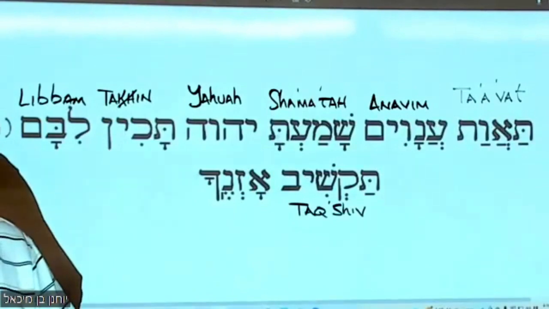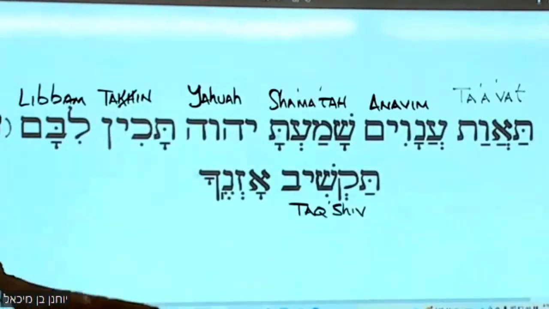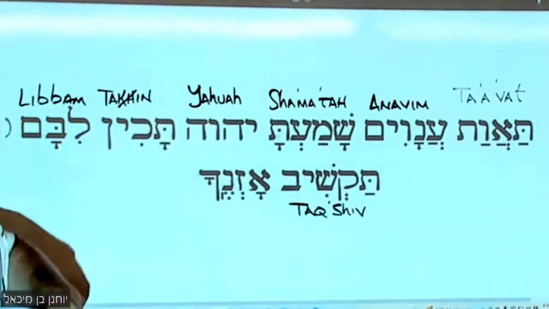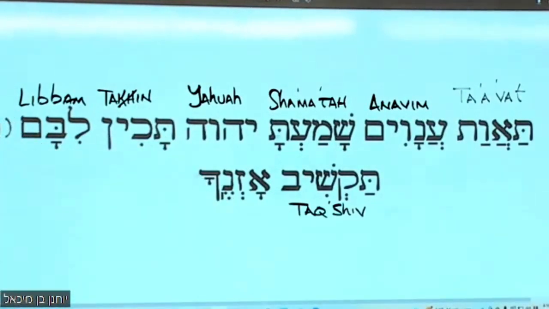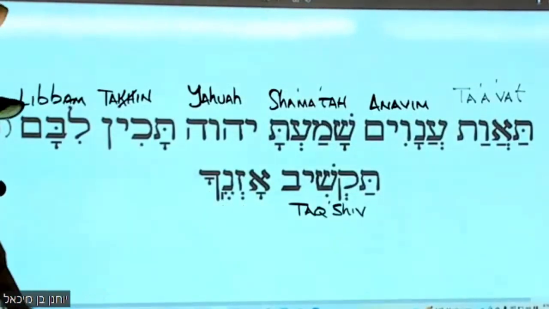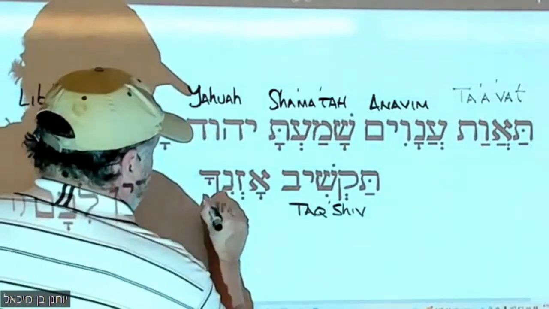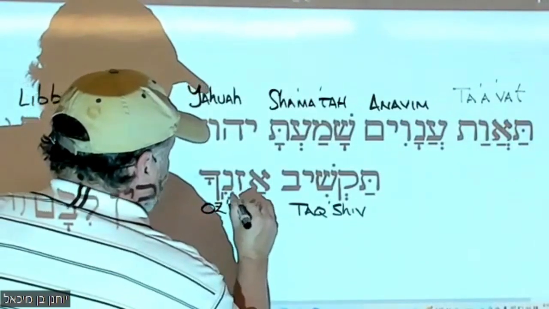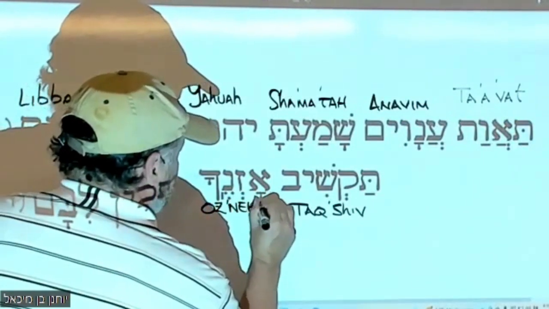And then we have this nun, and it's pointed how? Segol, right? Short duration E type vowel. So ne. Then we have chav sofit pointed kamatz. Cha, right? So the word is oznecha. Oz necha.